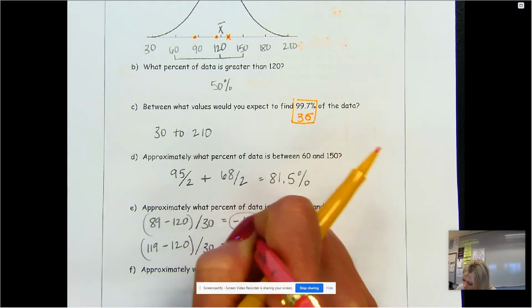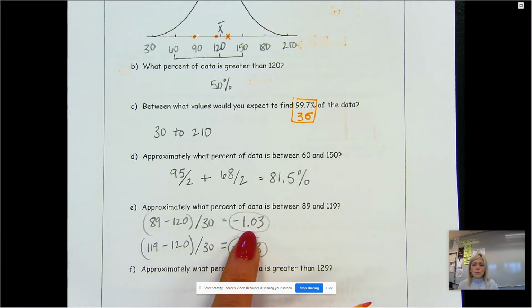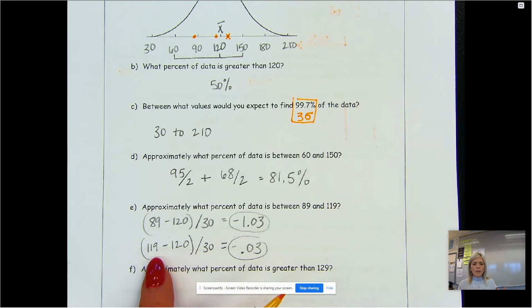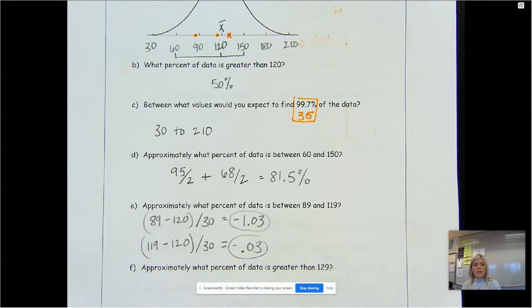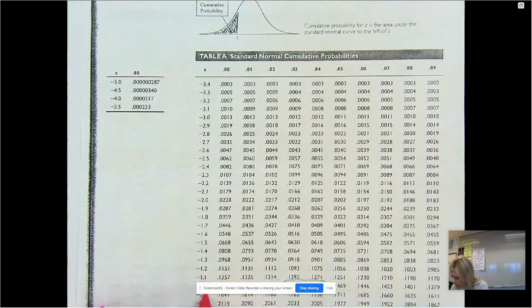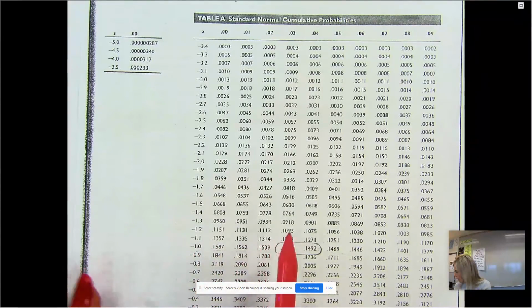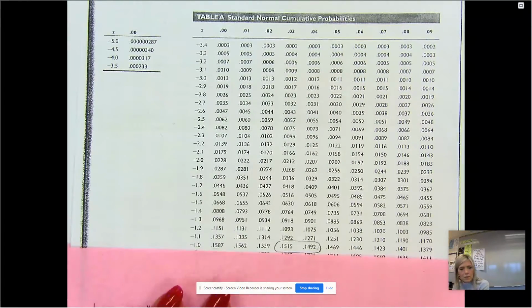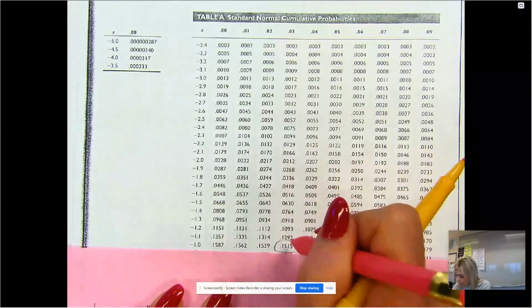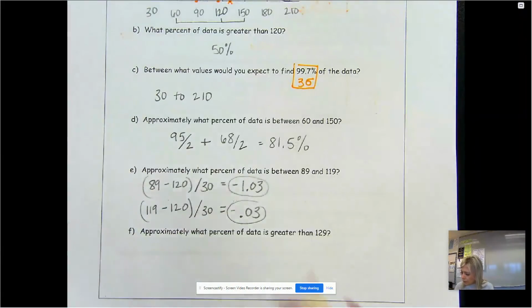Okay, so these are the z-scores. So this 89 is 1.03 standard deviations below the mean, and 119 is 0.03, so 3 hundredths of a standard deviation below the mean. So now I go to the table, negative 1.0, and then over to 3. Negative 1.0, there we go, that makes it easier to see. Negative 1.03 is this 0.1515.